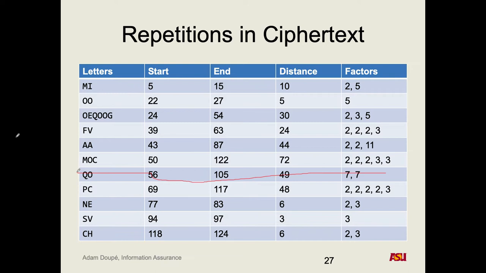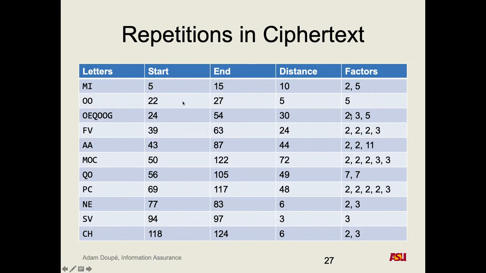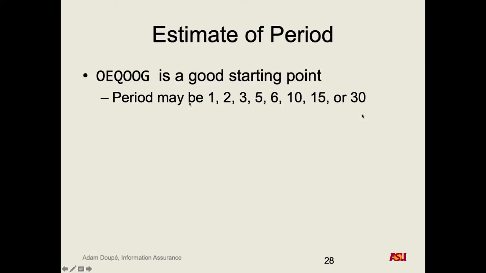What should give us the most confidence that it actually occurred because of repetitions in the key and the plaintext? The really long string. Yes, the long one. We should look at the longest string first. It's the length of the repetition that's important, not the distance. The distance is just how far apart they are. So this is the longest one, OEQ. We could start there. It's 30, so the factors are 2, 3, and 5, which could mean it's any of 1, 2, 3, 5, 6, 10, 15, or 30.